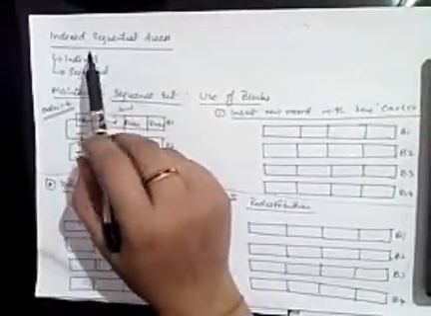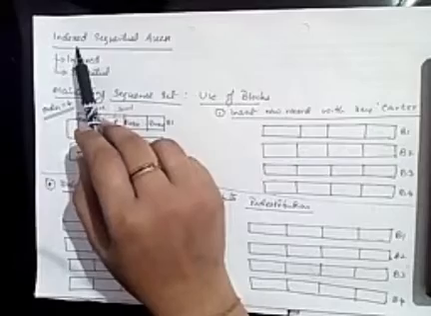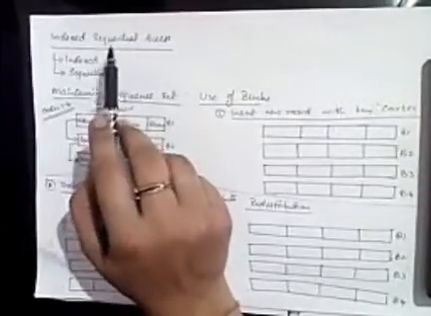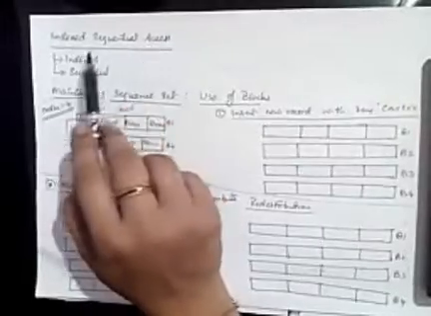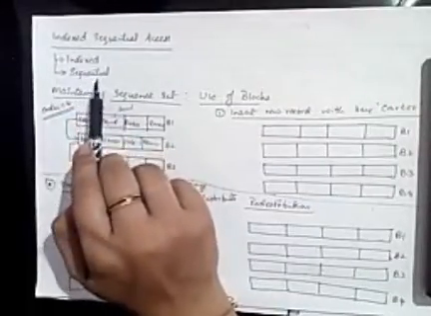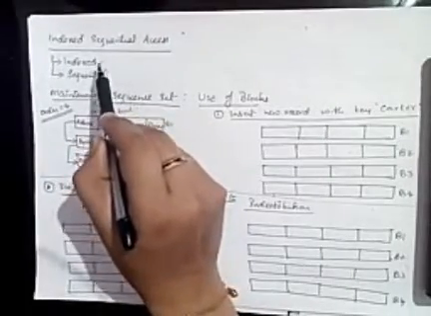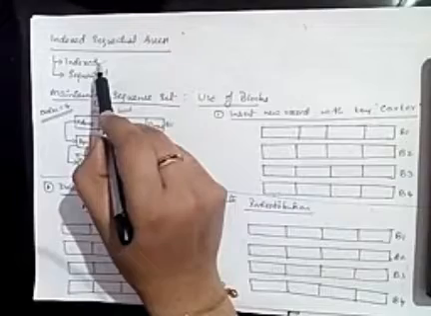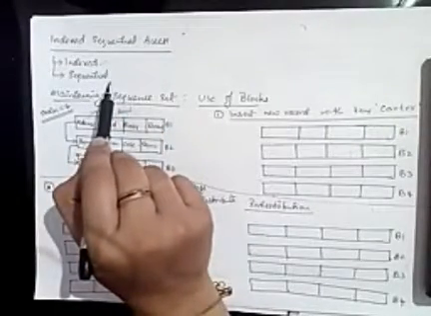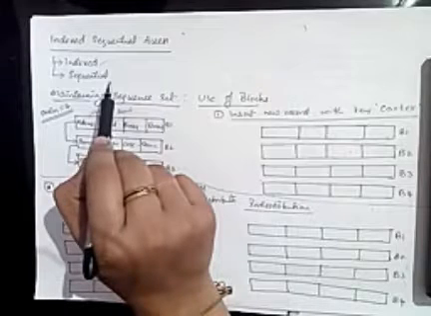Hello everyone. Let us go for the concept of indexed sequential access. Indexed sequential access is nothing but having two different types of access together. One is indexed, that is you can access your data using an index, and the other is sequential. You can access your data sequentially also.